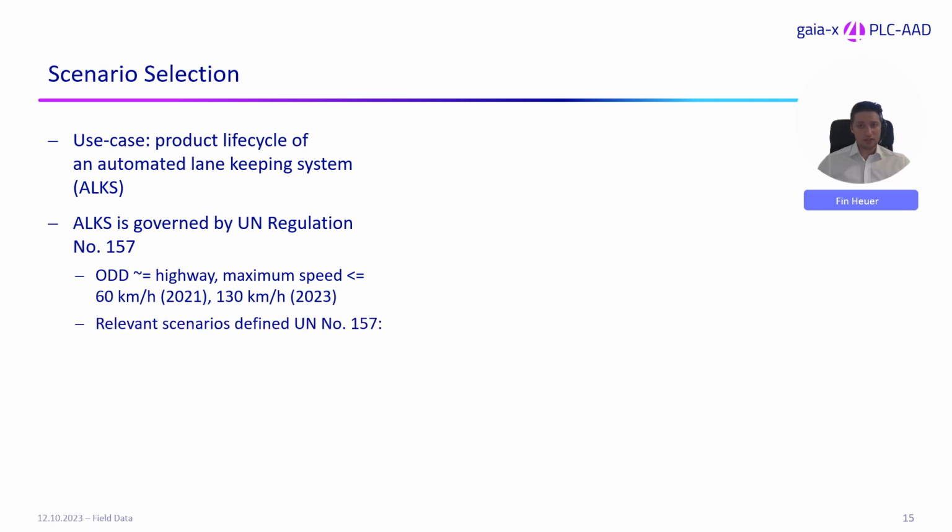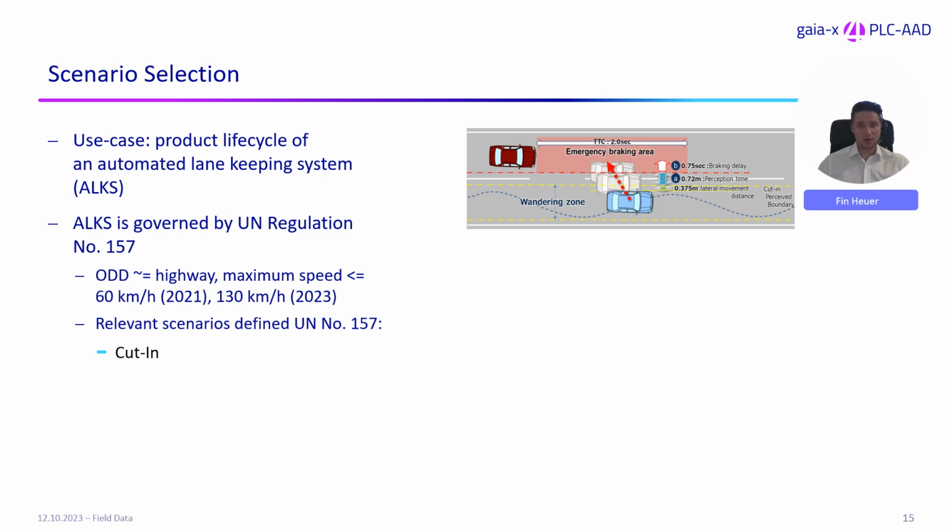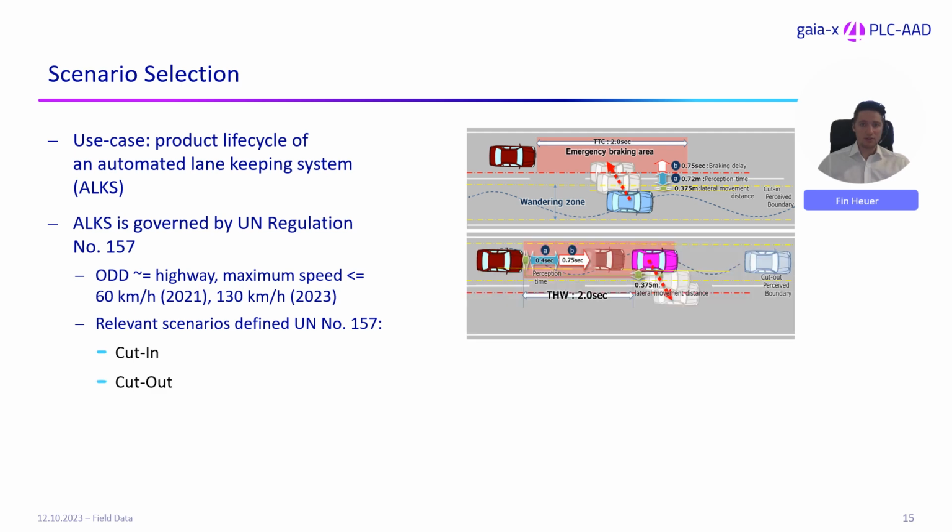In this test part of the specification, relevant scenarios are also defined. One is a cut-in scenario, where a challenging vehicle will cut into the current lane of the ego vehicle and the ego vehicle needs to adapt its behavior. The second scenario is a cut-out scenario, where the challenging vehicle will move out of the current lane of the ego vehicle and an object in front of the challenging vehicle will require the ego vehicle to adapt its behavior.